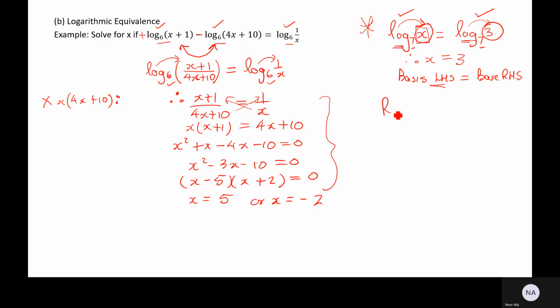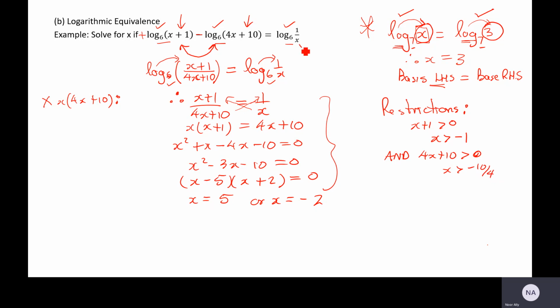However, what didn't I do? My restrictions. Where did the restrictions come from? From there. x plus 1 must be greater than 0, which means x must be greater than minus 1. That's the first case. And there, 4x plus 10 must be greater than 0. x must be greater than minus 10 over 4. And then this is also a restriction. The denominator cannot be 0.